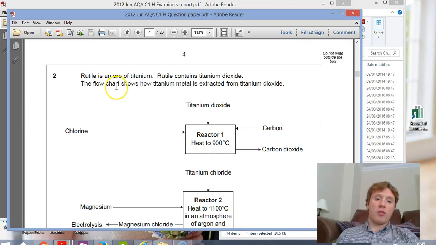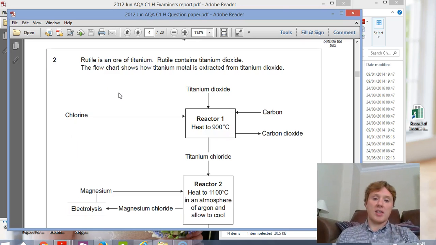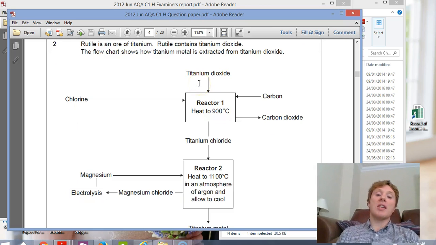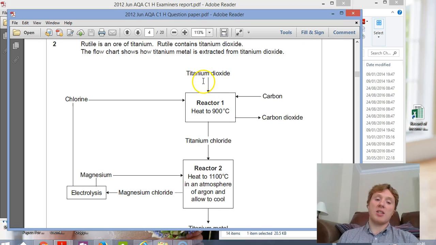Right, question 2. Rutile is an ore of titanium. Rutile contains titanium dioxide. The flowchart shows how titanium metal is extracted from titanium dioxide. First thing you've got to do is read the information. You've probably never heard of rutile or titanium ore. It's not specifically on the specification, but it is similar to probably iron or aluminium. The information presented will be similar to the information about iron or aluminium.